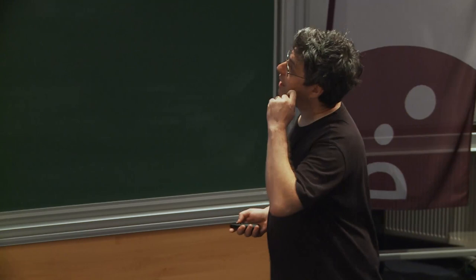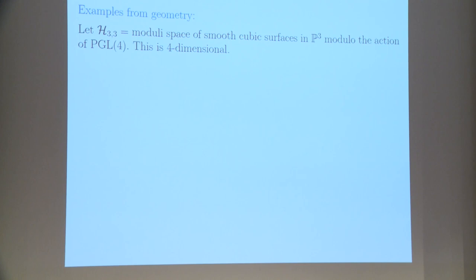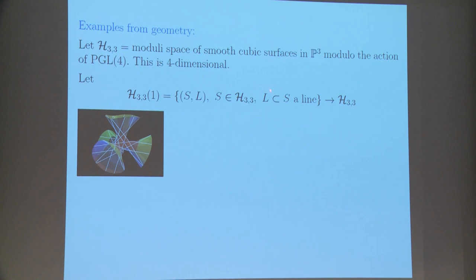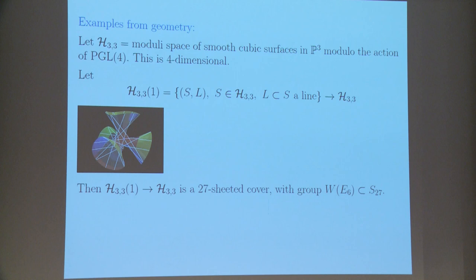So here are some classical examples from geometry. Let H33 be the moduli space of cubic surfaces in P3, modulo the action of PGL4. So this is a four-dimensional space. If you have a cubic surface in P3, it's a classical fact that if you look at lines in P3 which lie on the surface, there are 27 of them. So you can consider such lines, and this is a 27-sheeted cover. Every point here has the 27 lines, and its group is the Weyl group of E6. It has to be a subgroup of S27, and it's the Weyl group of E6. When I say it has the group W of E6, what I mean is the normal closure has this group. And the conjecture is that the resolvent degree of this covering is 3.